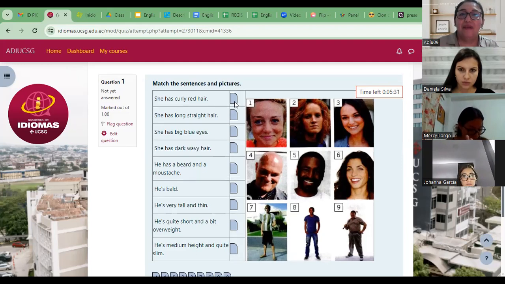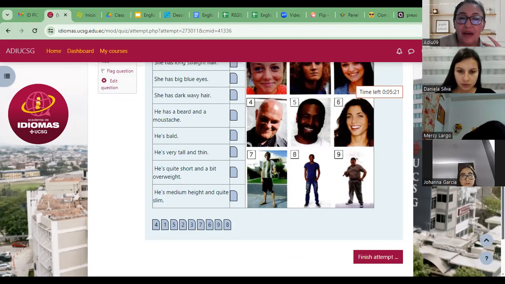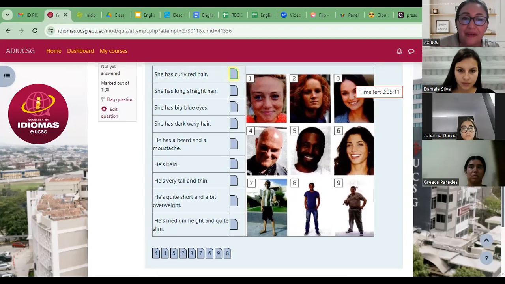So then in here, you have to write down the number. She has curly red hair. That was number? Number 2. Number 2. And actually, you have the numbers here. So you don't even have to write the numbers. You grab number 2, and then you move it, and then you take it. Oh, I'm sorry. Let me move it a little bit like this. And then you go like this.